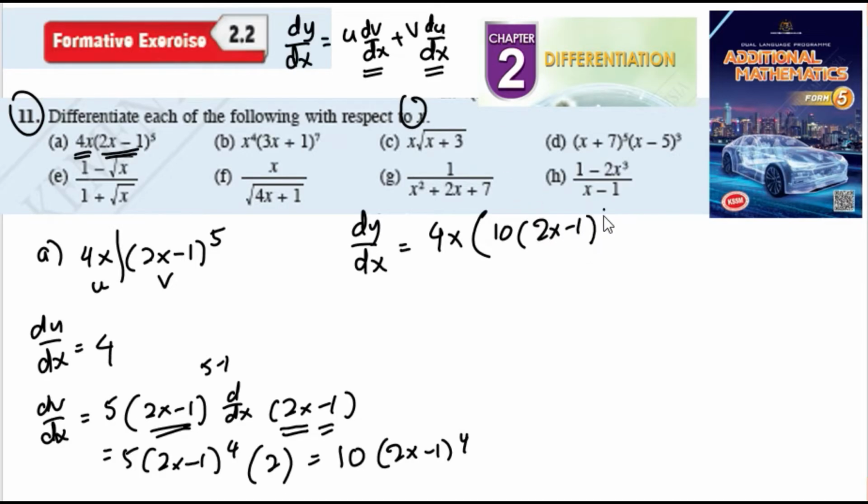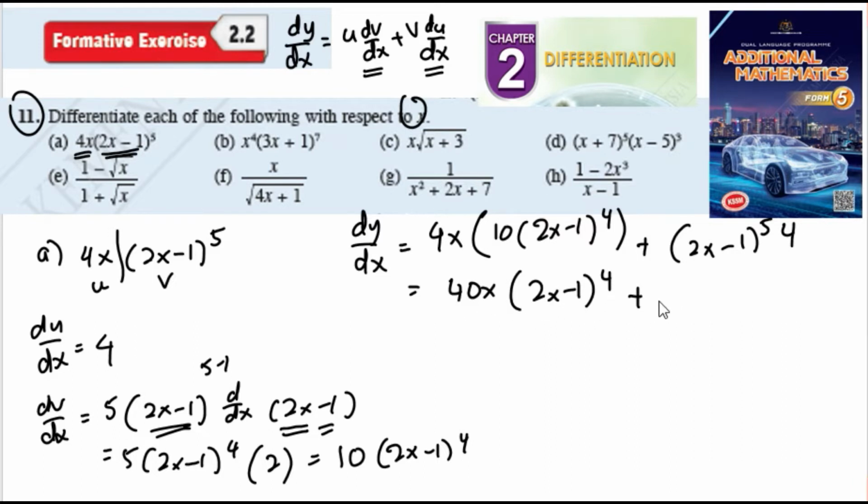(2x minus 1) to the power of 4, plus v. Our v is (2x minus 1) to the power of 5, and du over dx is equal to 4. So here we get 4x times 10, we get 40x, times (2x minus 1) to the power of 4. Plus this one is 4, multiplied with 4, I just bring the 4 forward.